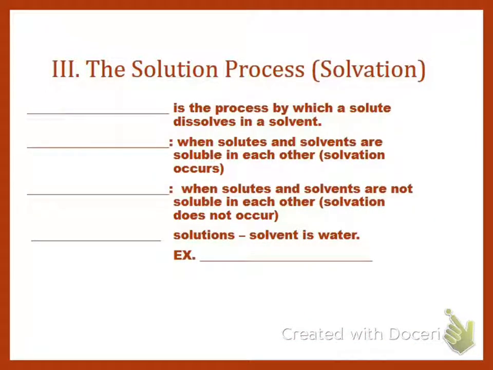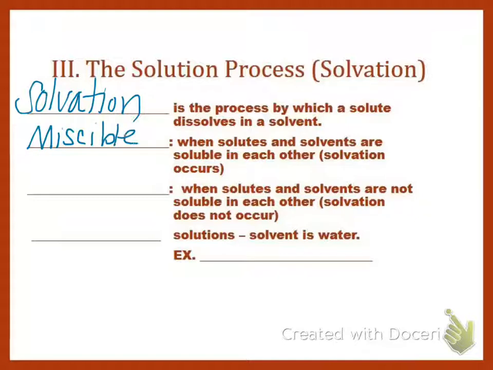Okay? So that brings us to the solution process, which is called solvation. Not salvation, solvation. And that is the process by which a solute dissolves in a solvent. When solutes and solvent are soluble in each other, in other words, they will form a solution, we say that they are miscible. Think of mixable. They're mixable, they're miscible. Okay? If a solution does not form when you try to mix them together, it's said to be immiscible.